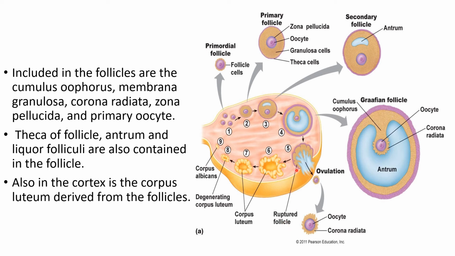Then you can see the ruptured follicle. The ruptured follicle then becomes corpus luteum. Corpus luteum later undergoes degeneration and it becomes the corpus albicans. These are the contents of follicle in the microanatomy of ovary.